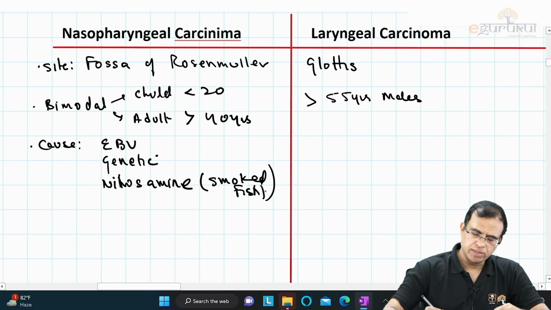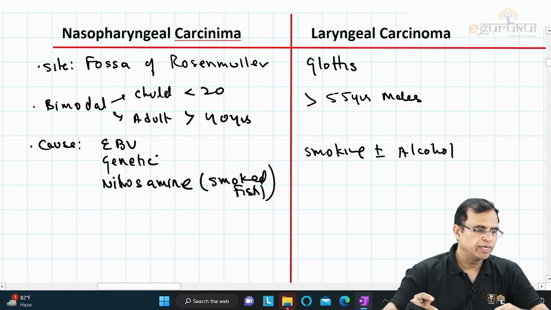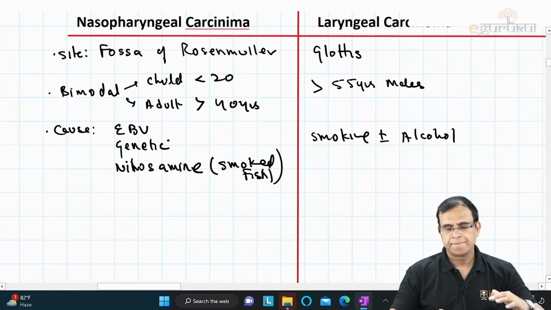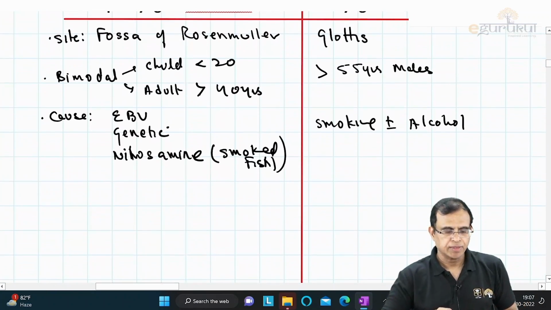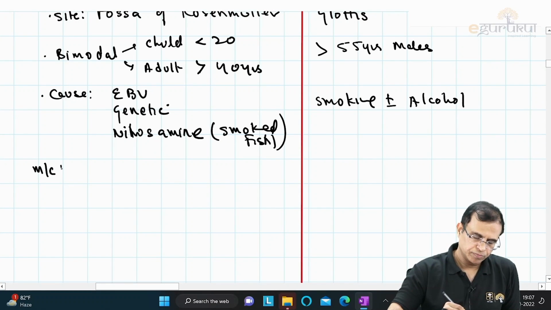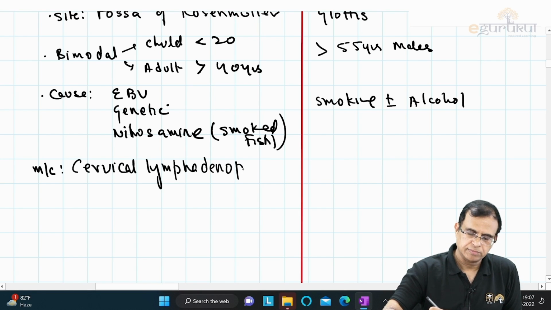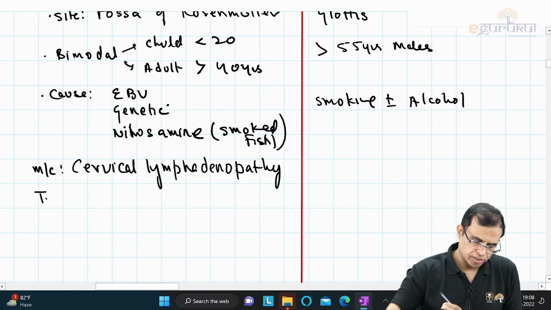But laryngeal carcinoma is due to smoking mainly, plus minus alcohol. Smoking and alcohol, right? Now, the most common presentation in nasopharyngeal carcinoma is a very important MCQ. It's cervical lymphadenopathy. And there's something called Trotter's triad also.